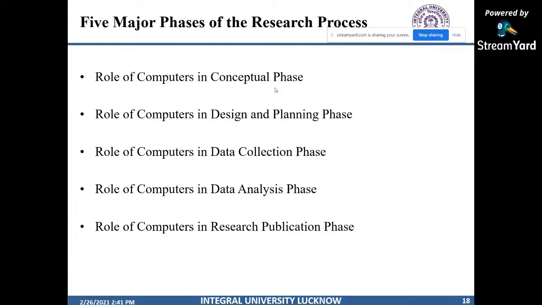The standard deviation of the data from the pilot study is required for the sample size calculation. And then the next one is the role of computers in the data collection phase. The data obtained from the subjects are stored in computers in the form of Word files or Excel spreadsheets or any statistical software data file.